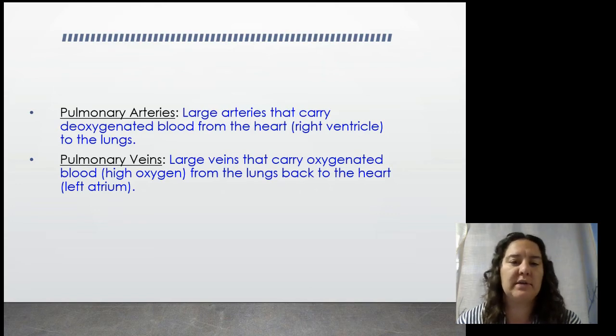Now, typically arteries in our body carry oxygenated blood, but arteries actually travel away from the heart, and the pulmonary artery will carry deoxygenated blood. Veins carry blood towards the heart. Typically, this is deoxygenated, except for the pulmonary vein, which carries oxygenated blood.